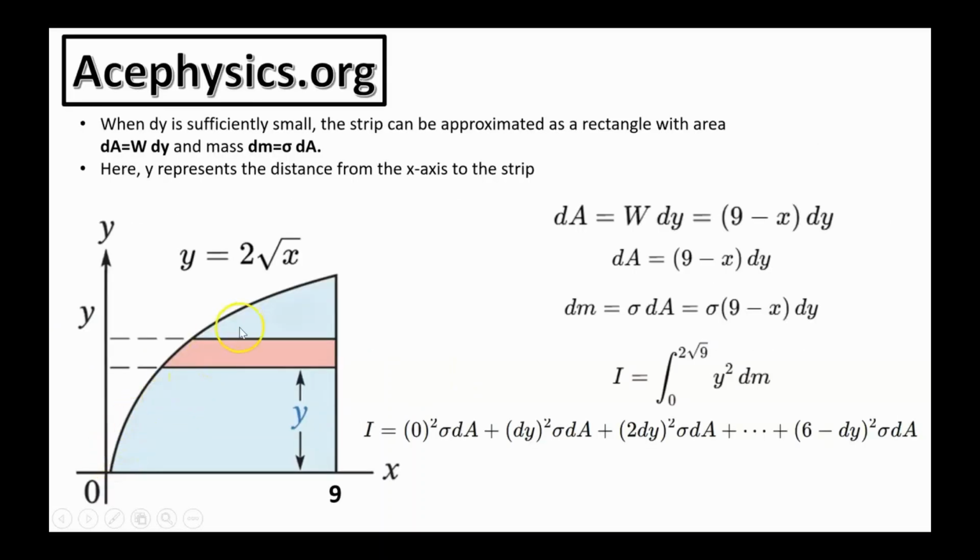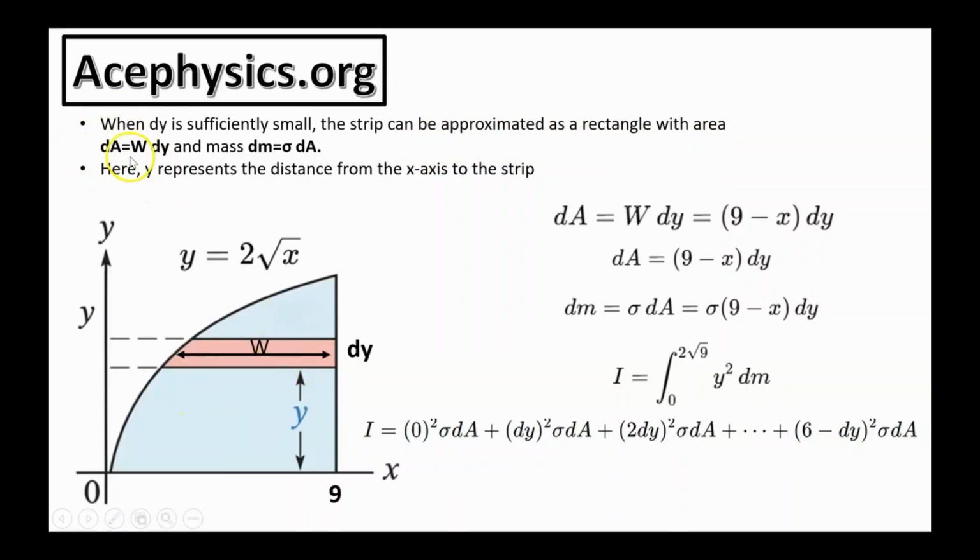The problem gives the functional form of this parabola, y equals 2 times the square root of x. To solve this problem, we use a standard procedure used in many calculus applications. We divide this shape into many tiny rectangles with width w and height dy. Each horizontal strip is a small rectangle. Its contribution to the moment of inertia depends only on two things: its mass and how far away it is from the rotation axis. This dy is a very tiny number, and when dy is sufficiently small, the strip can be approximated as a rectangle with area dA.